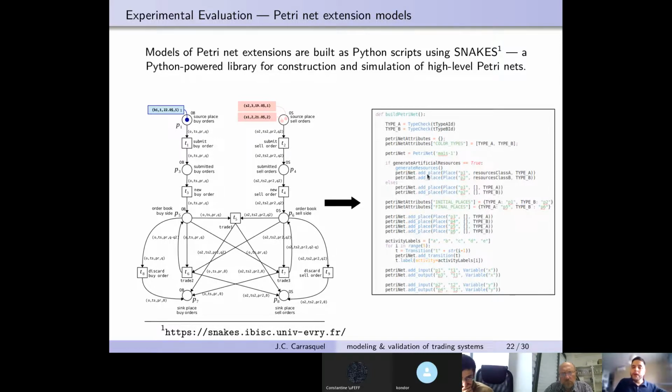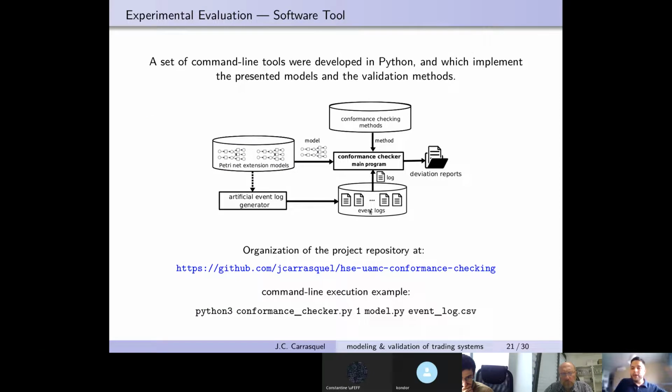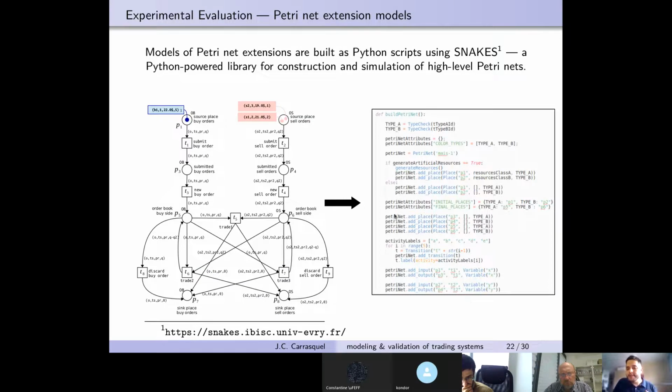And the idea is we have the log. The log can be a CSV file, a comma-separated values file. And the idea will be now to run this object, this model, according to the information in the event logs.